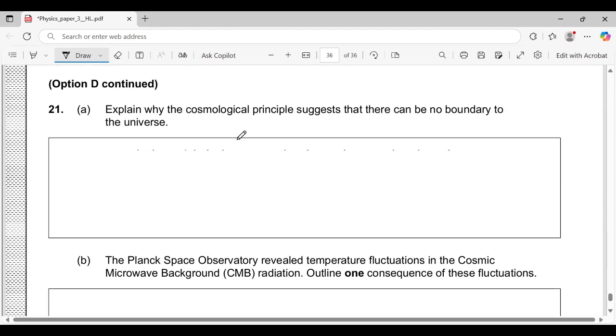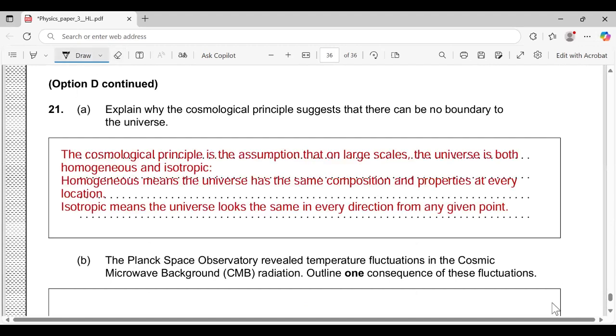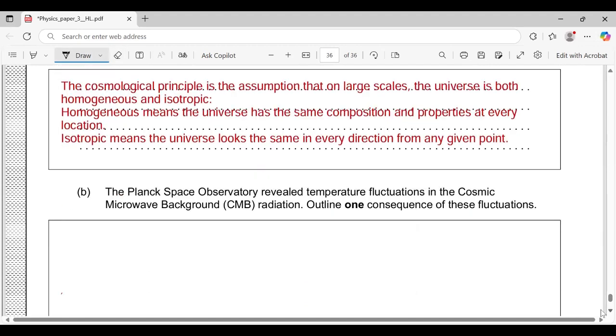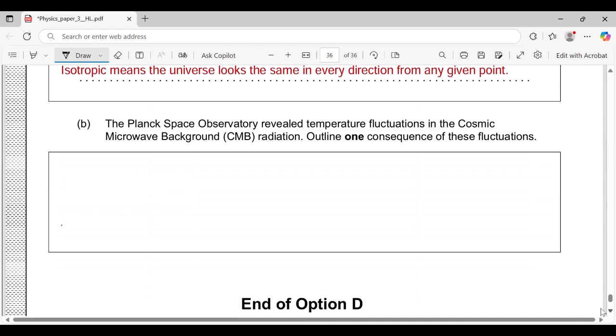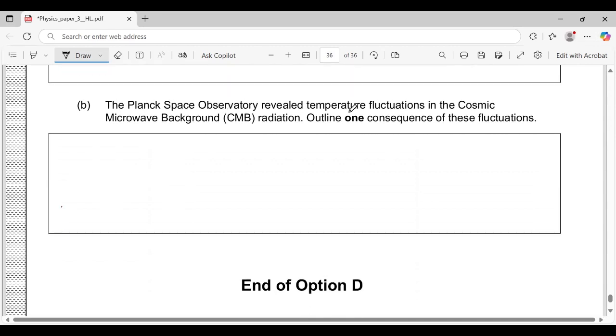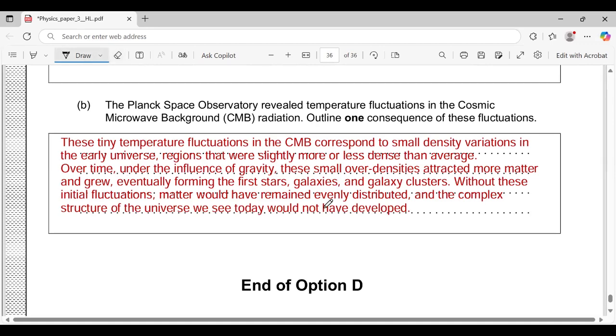21. Explain why the cosmological principle suggests that there can be no boundary to the universe. I have provided my answer for this question. B. The Planck Space Observatory revealed temperature fluctuations in the cosmic microwave background (CMB) radiation. Outline one consequence of this fluctuation. I have provided as well my answer for this question.